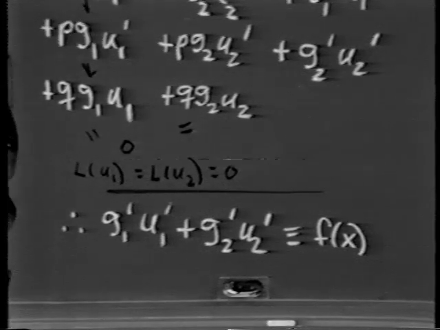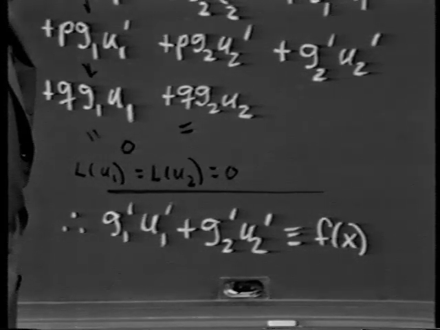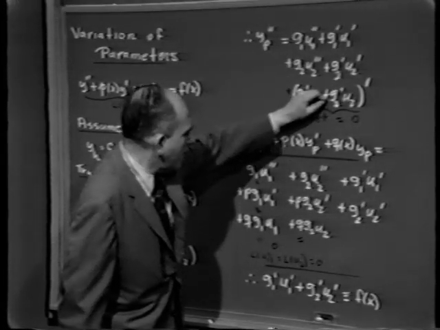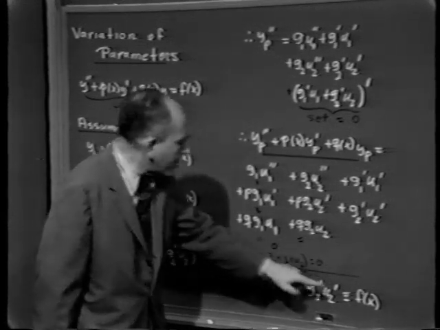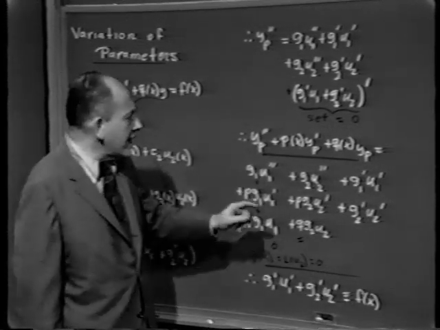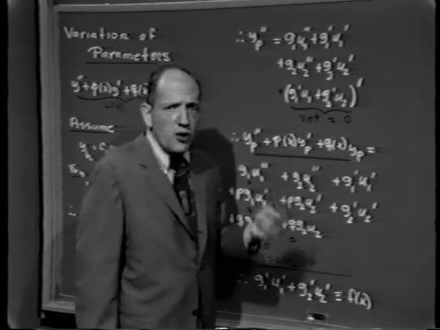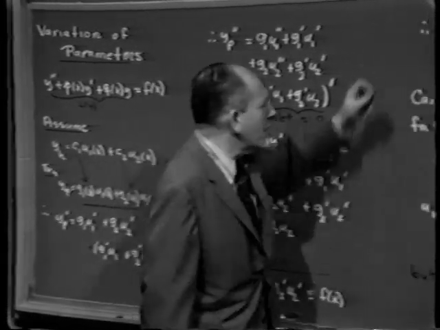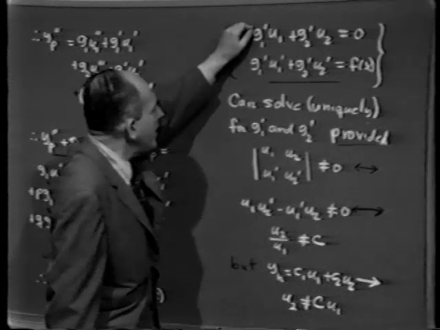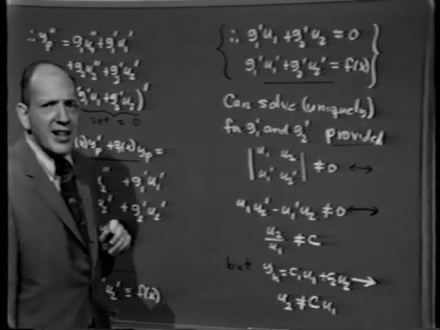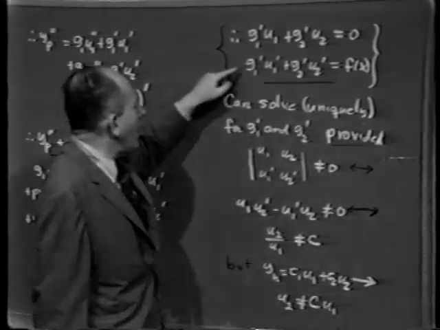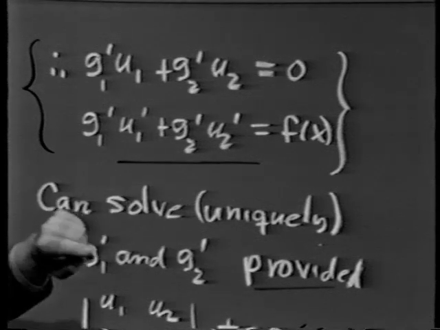In other words, once I have imposed arbitrarily this condition, I am forced to accept this condition. At any rate, whether I'm forced to or not, the two conditions I now have to fulfill are these two equations in, shall I say, two unknowns. Remember, the functions I'm looking for are g1 and g2.